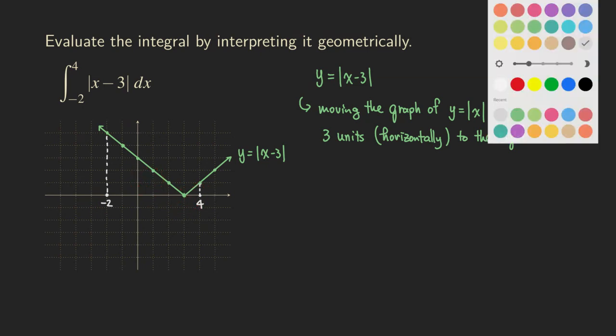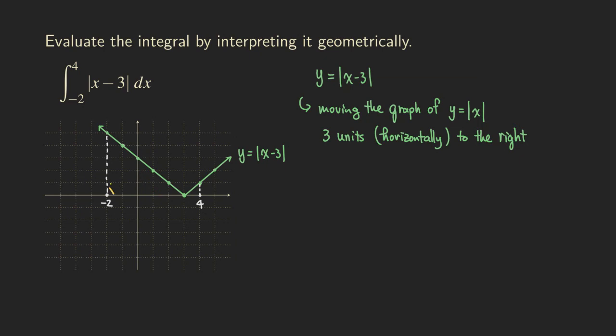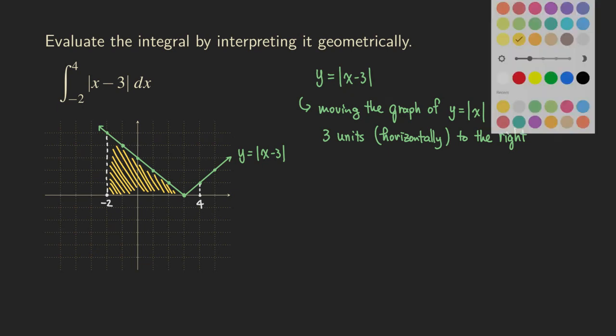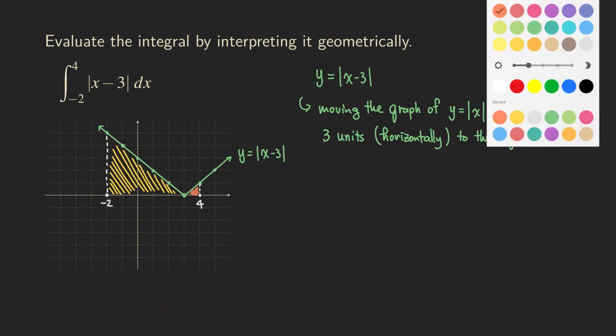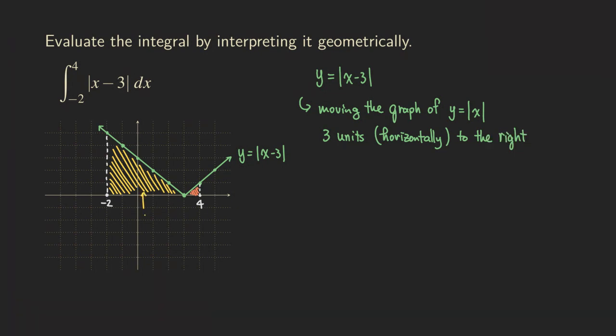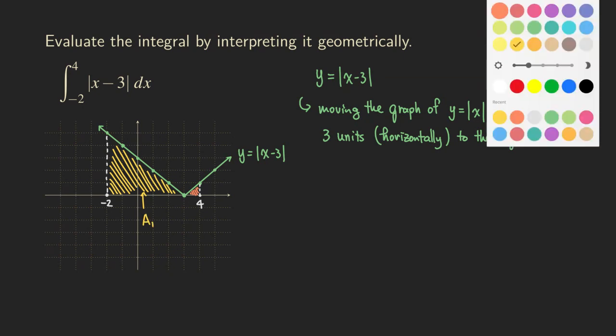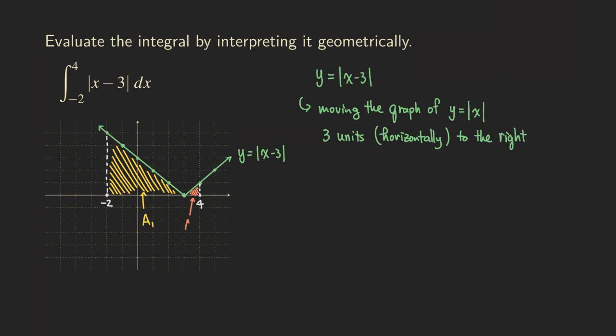We have two regions. One of them is this yellow region right here. What about the other region? The other region is this one, this tiny triangle here. So there are two regions. I can call this one A1, and the other one A2. All we need to do right now is find the area of each one, and then sum them up, and we will get the value of this integral.